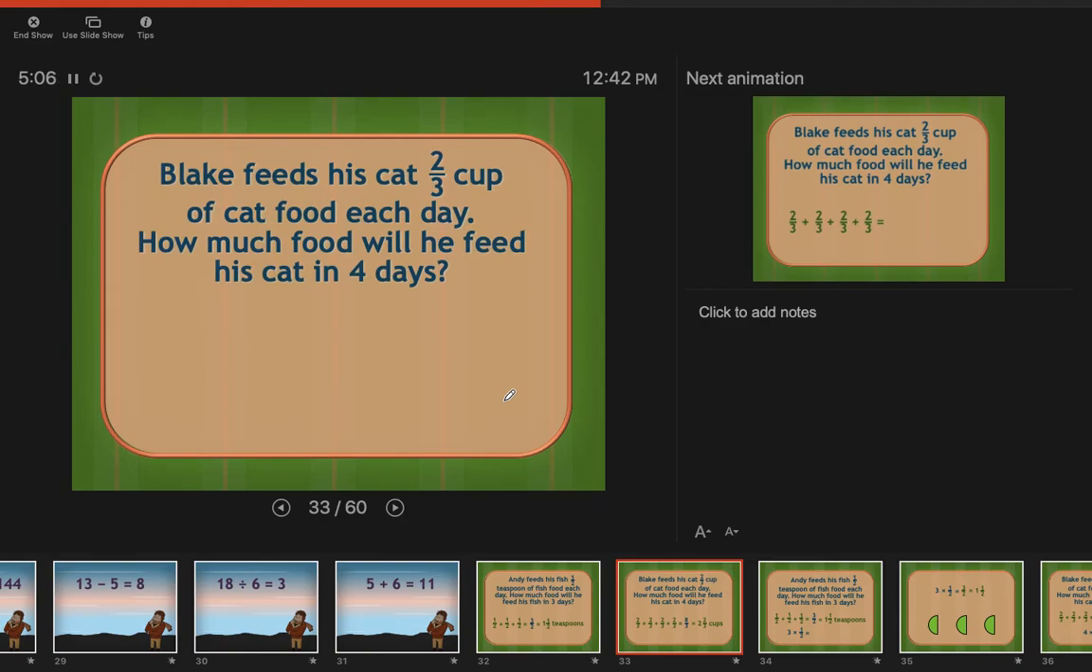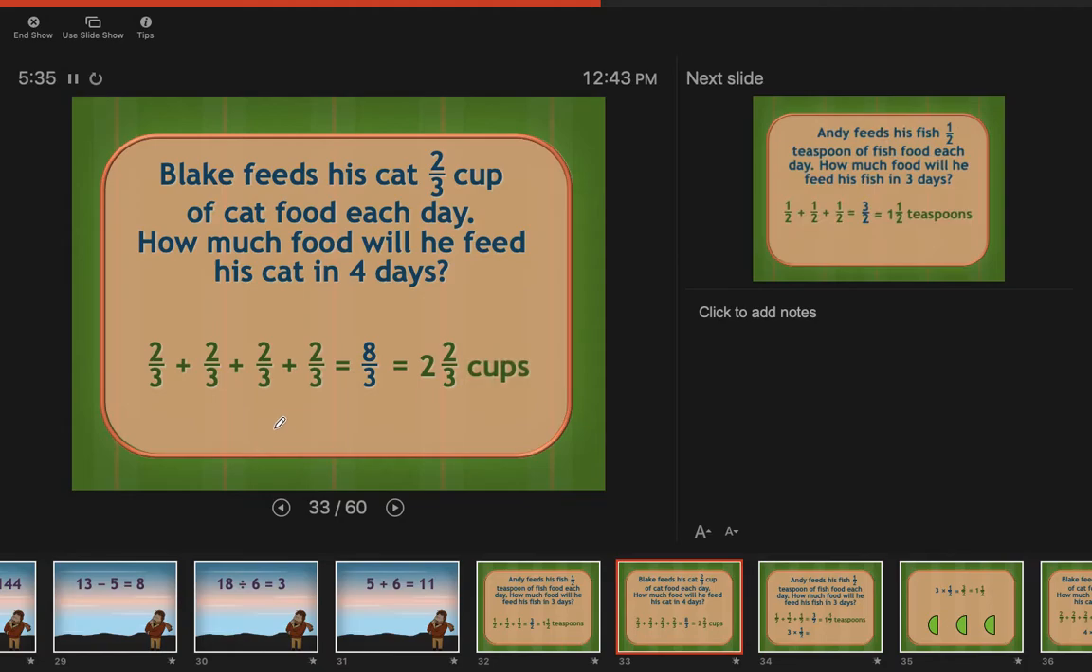Blake feeds his cat 2/3 cup of cat food each day. How much food will he feed his cat in 4 days? Again, if I feed him 2/3 day 1, 2/3 day 2, and so on and so forth, I am adding fractions. Do I have a common denominator? Yes, I do. So I can just add the numerators together to get 8/3. As a mixed number, it would be 2 and 2/3 cups.